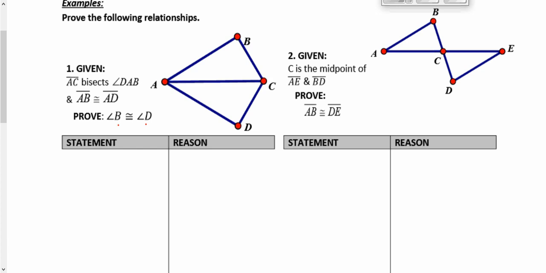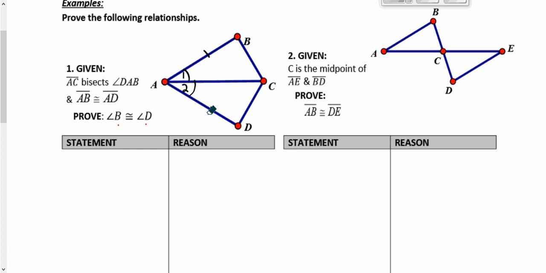I might call this angle here angle 1 and this angle 2. And that way, in my statements, instead of having to say angle BAC congruent to angle DAC, I could say angle 1 congruent to angle 2. If I'm going to do that, I have to have them labeled clearly in the diagram as 1 and 2. If I say angle 1 congruent to angle 2 without having it in the diagram, I get no credit for it. So if you're going to use that shortcut, it's got to be in the diagram. I'll mark the other given in this one, and that is AB congruent to AD.